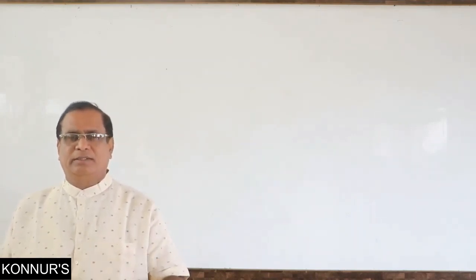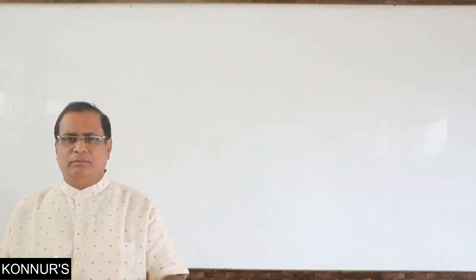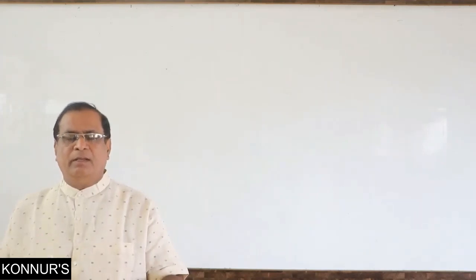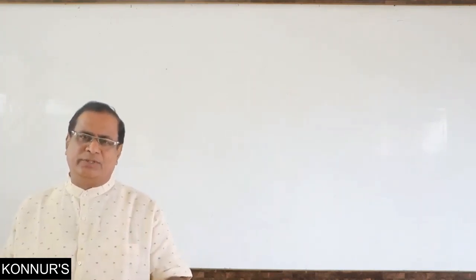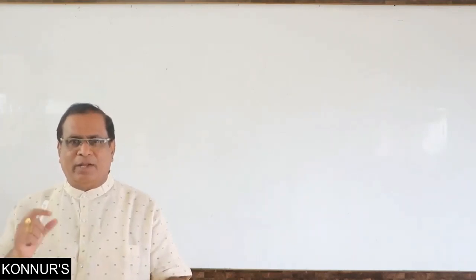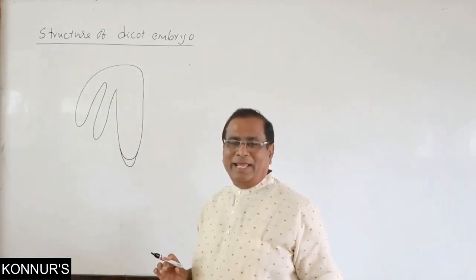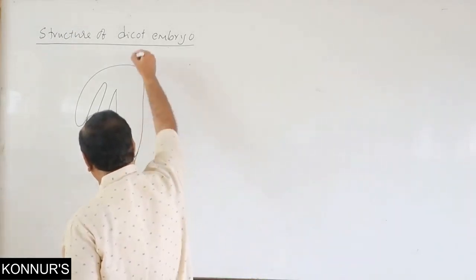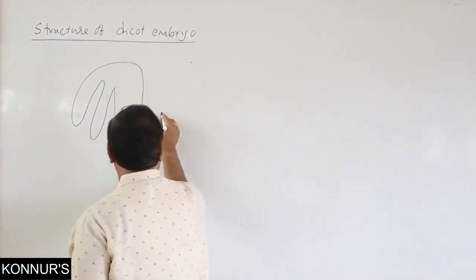Let us discuss the structure of dicot embryo and its explanation, and even the structure of monocot embryo and its explanation. First, we will discuss the structure of dicot embryo. This dicot embryo has an embryonal axis. This is the embryonal axis.